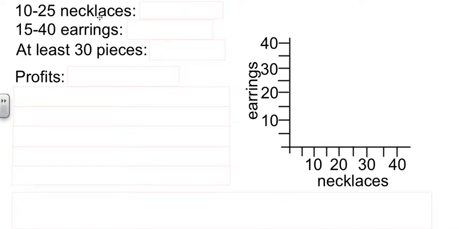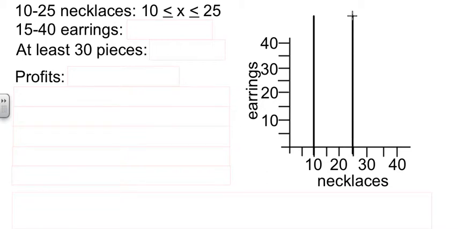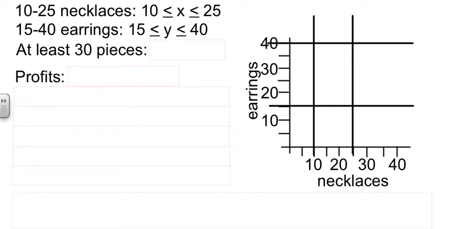Now, we said we have 10 to 25 necklaces. Necklaces represented X, so X is between 10 and 25. 10 is less than or equal to X is less than or equal to 25. We know how to graph that. Here's 10. And here's 25. And it's going to be in between those. Now, earrings needs to be between 15 and 40. Earrings we said was y, so y is between 15 and 40. 15 is less than or equal to y, which is less than or equal to 40. Well, we know how to graph that. Y is 15, goes right through here. Y is 40, goes right through here.